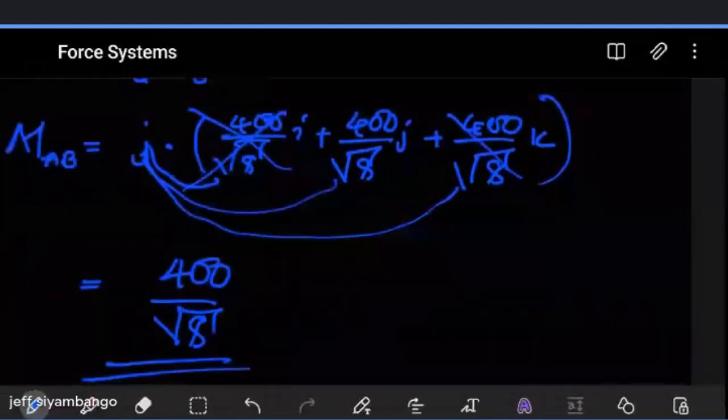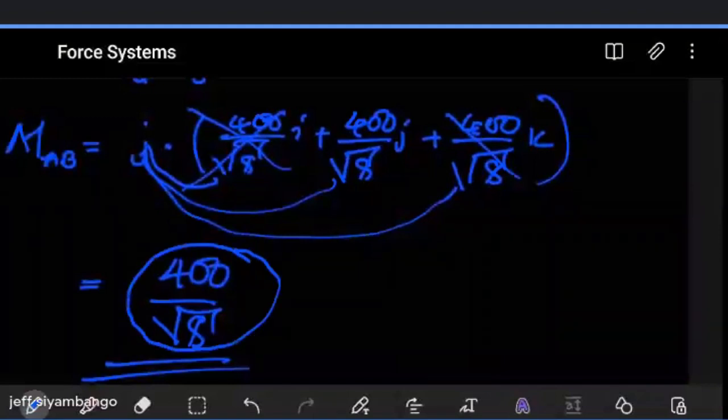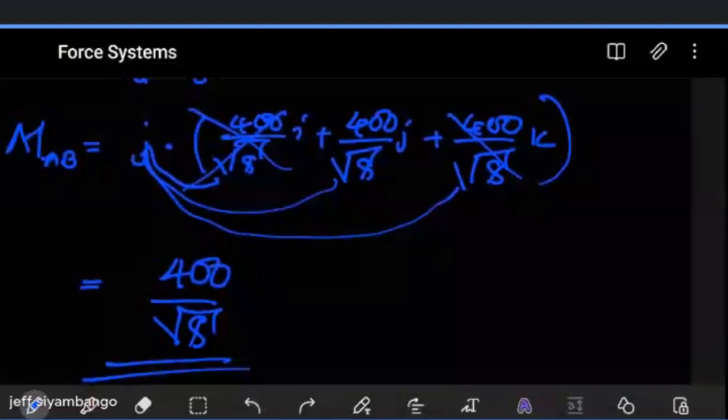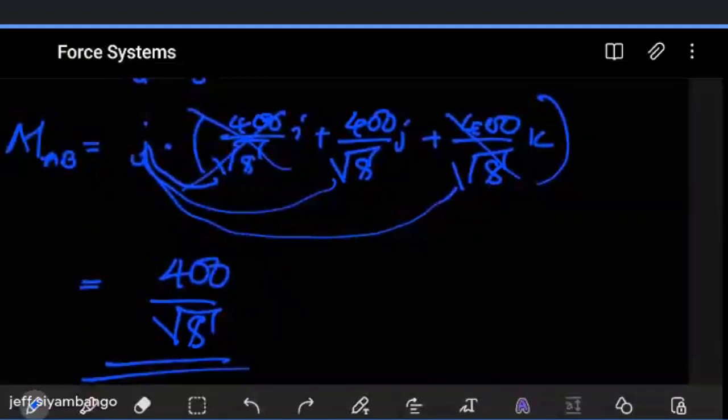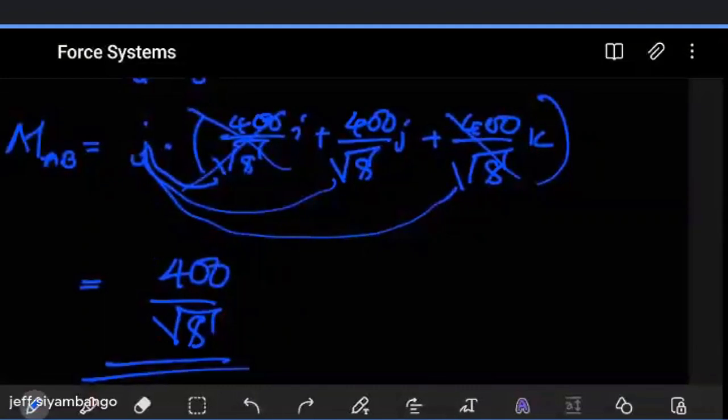One other thing here is that the dot product between two vectors will always give you a scalar quantity. That is why this doesn't have an I, J or K. It only comes out as a number. In other words, we can make a conclusion: the moment of a force about a specified axis is not a vector quantity. It is a scalar quantity. I hope that is okay.